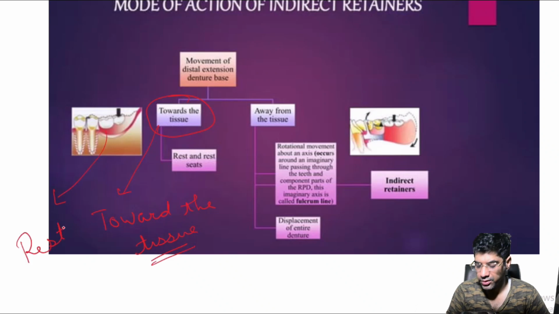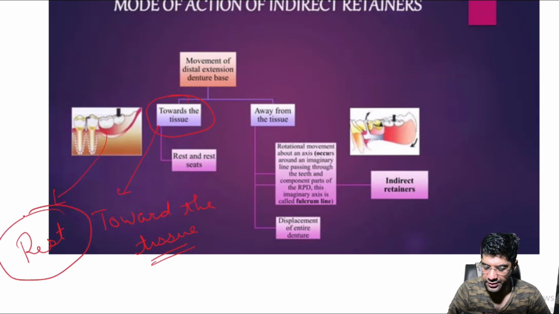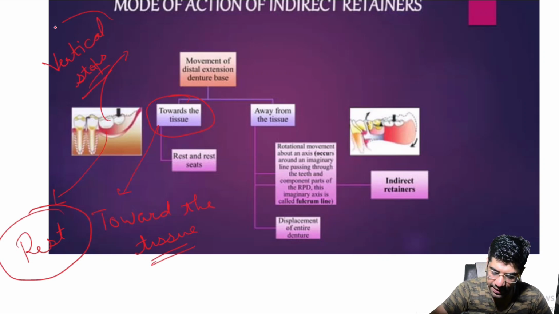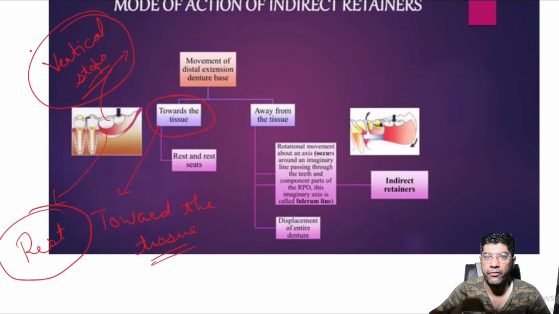tissues. So this figure represents the movement toward the tissue that is resisted by the rests. Rests are the component of the clasp that are located on the occlusal surface of teeth, and they act as vertical stops to counteract these downward forces.